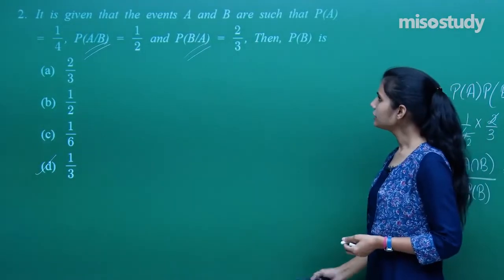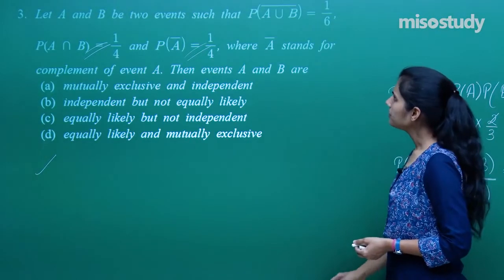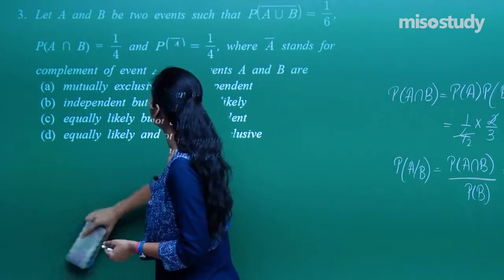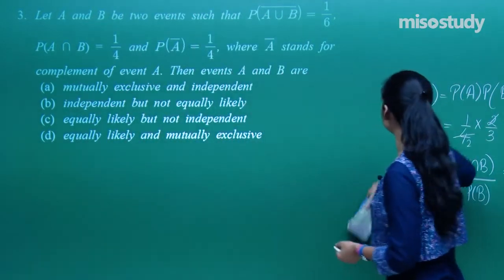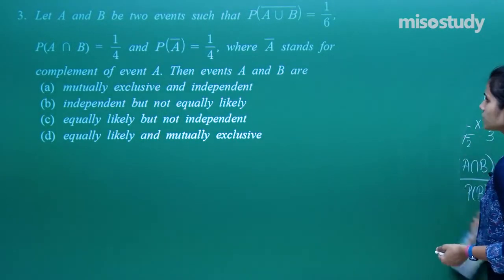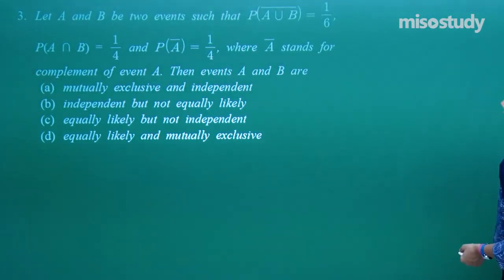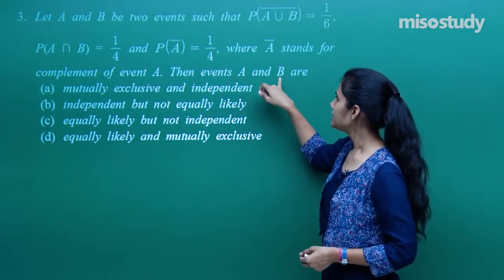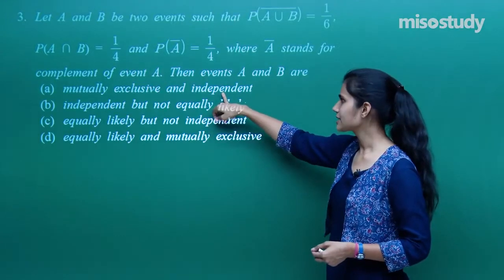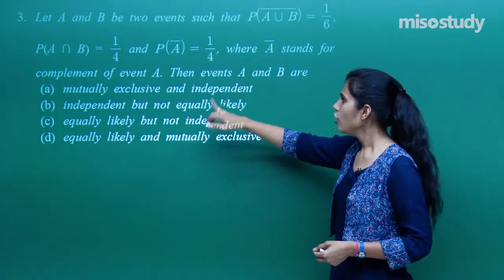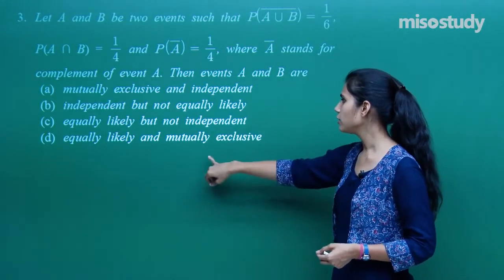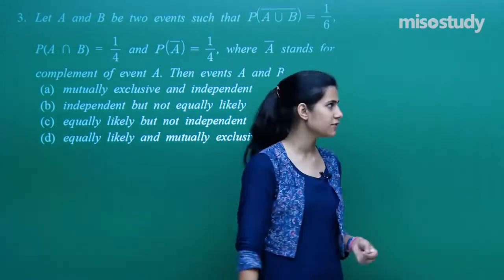Easy enough. Moving on to the next, we have: let A and B be two events such that probability of not happening of A union B is 1 by 6, probability of happening of A and B is 1 by 4 and probability of not happening of A is again 1 by 4. What is it about events A and B? Are they mutually exclusive as well as independent, or independent but not equally likely, or not independent, equally likely and not mutually exclusive?